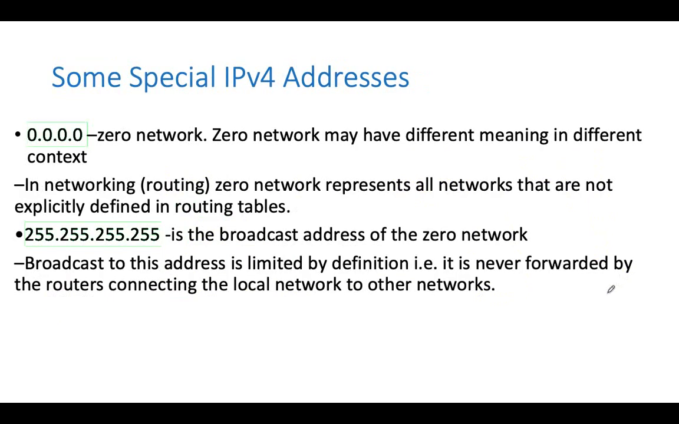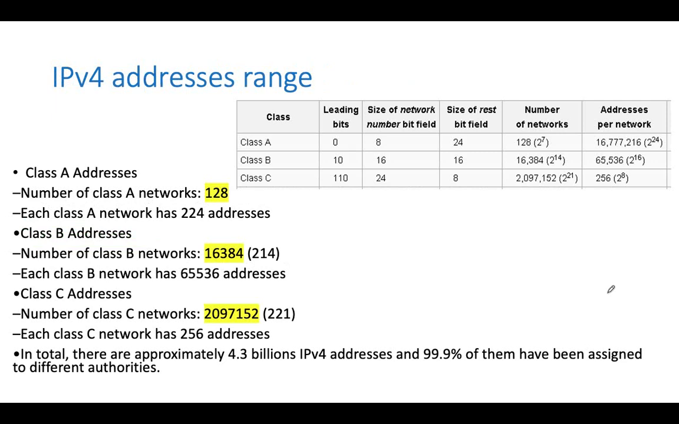The zero network usually maybe has different meaning, but you can say that we don't use the zero network, like the four zeros. We don't use this one. You can consider it as looping, routing. But in reality, we do not assign that to any subnetting or networking. This is what we mentioned before as well.